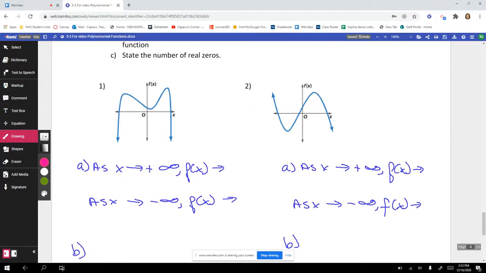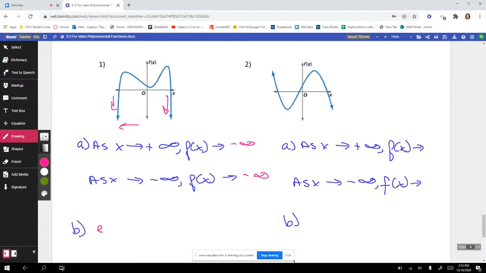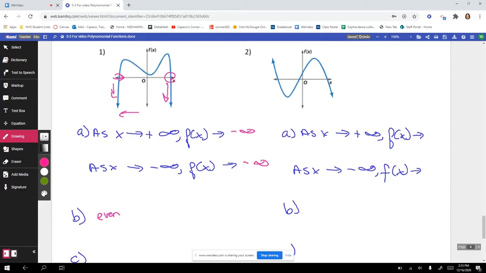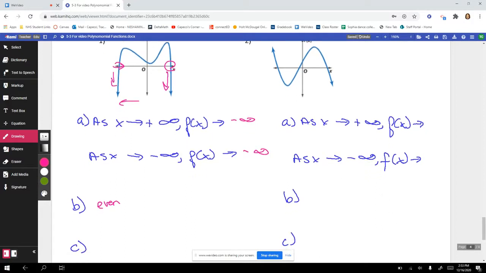As x approaches positive infinity, f of x is approaching negative infinity. It's going down here. As x approaches negative infinity here, f of x is also negative infinity. My arrows are pointing in the same direction, so we know this is an even degree. You can also double check because it's touching my x-axis, my zeros, twice, and the number of zeros here is going to be 2. That's specifically asking how many.